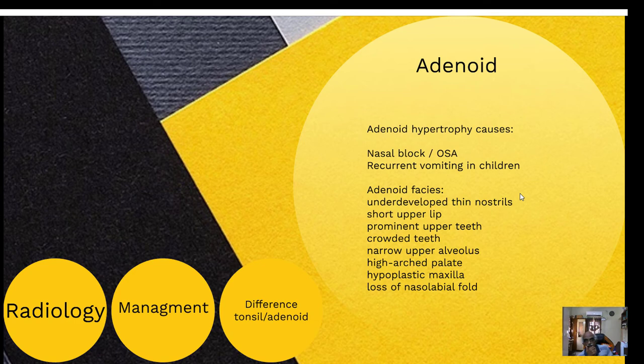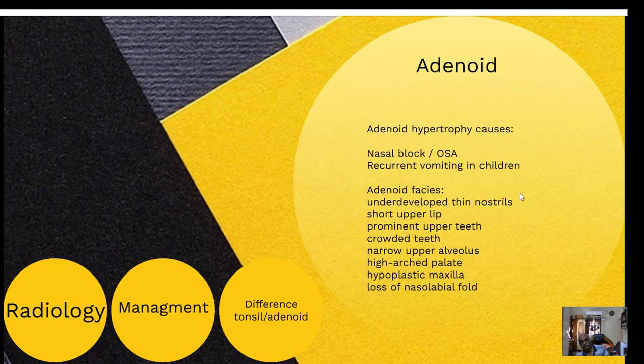Now, adenoid hypertrophy is known to cause nasal block and obstructive sleep apnea. I have already been focusing on the aspect of recurrent vomiting in children. I am not going to repeat it again and again. And these children will manifest with adenoid faces.